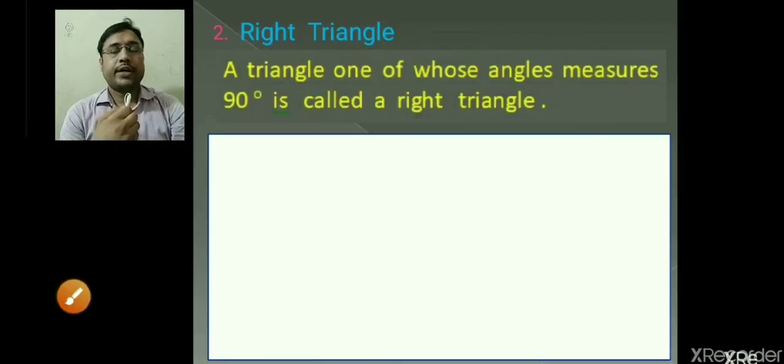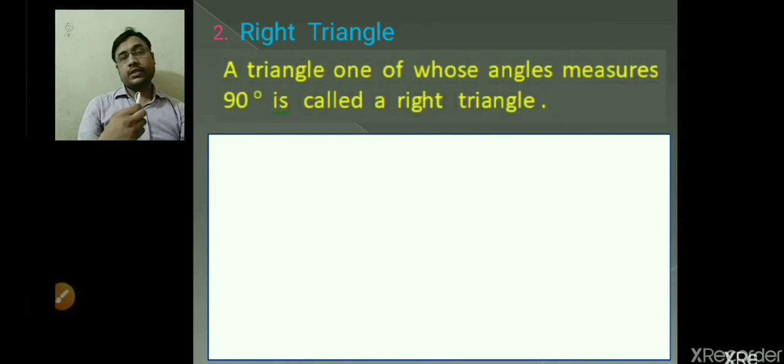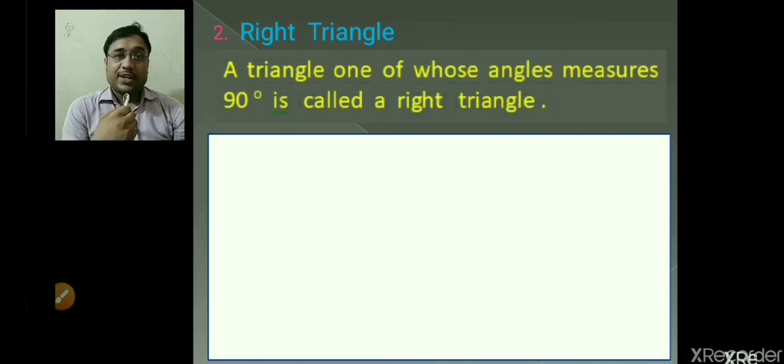Next, the right triangle. This is very interesting. A triangle, one of whose angles measures 90 degrees. Only one angle is 90 degrees here. More than one angle of 90 degrees is not possible, because the sum of all three angles is 180 degrees. So only one angle is 90 degrees.